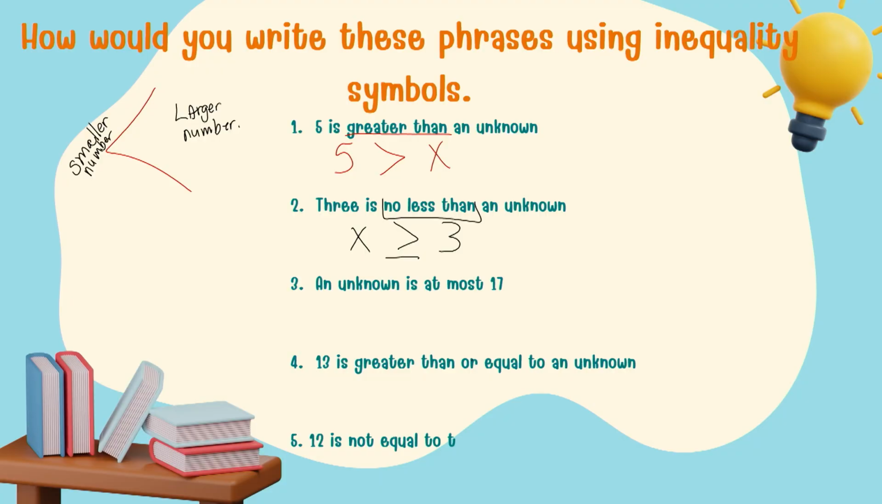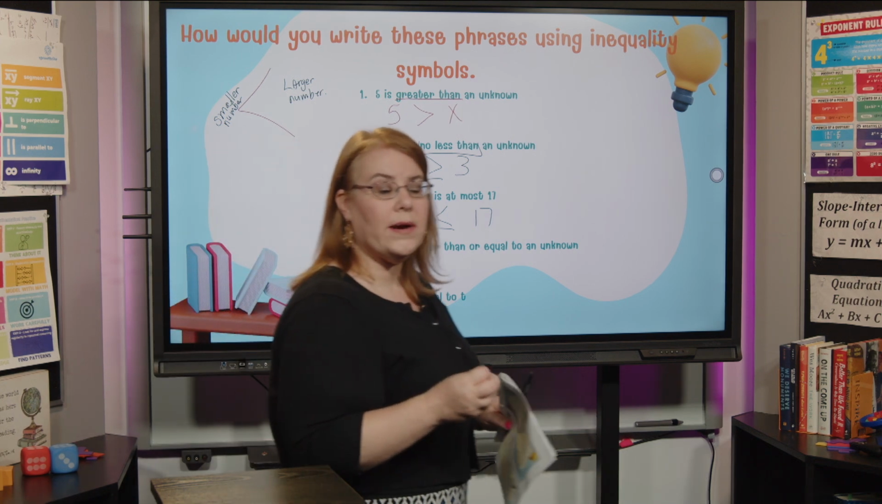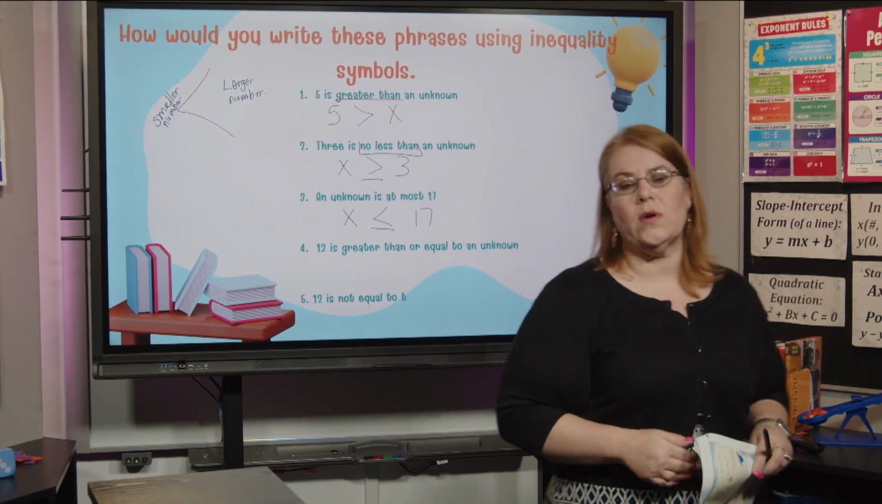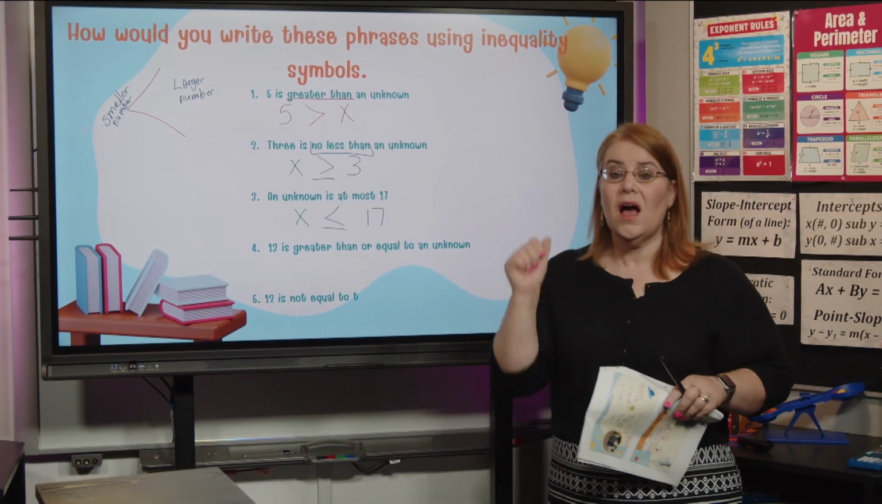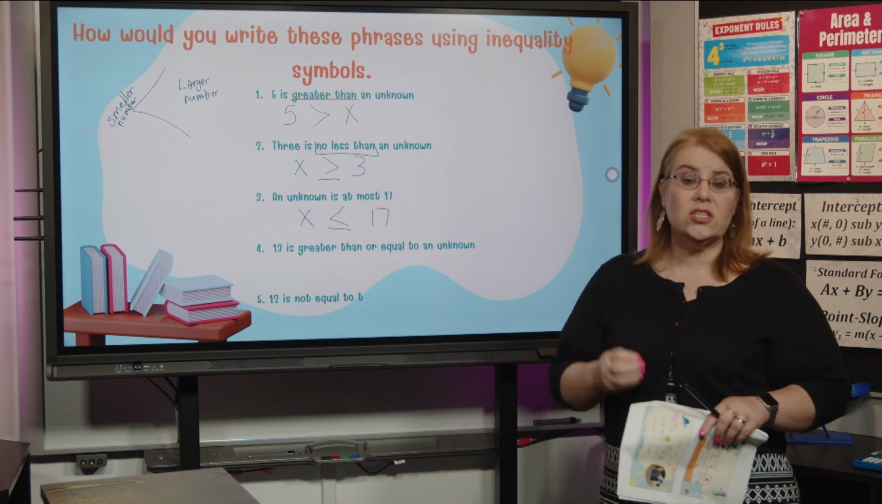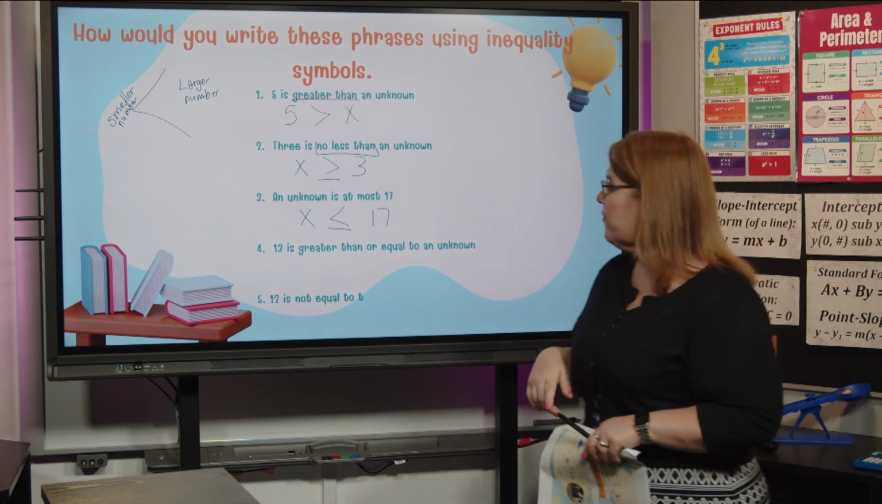All right, let's look at number 3. An unknown is at most 17. So I'm going to write my unknown, and I'm going to write 17. So an unknown is at most, I'm going to have that less than or equal to symbol. It is very important, majorly important, that we are reading the meanings of our inequality symbols and not just looking at points.